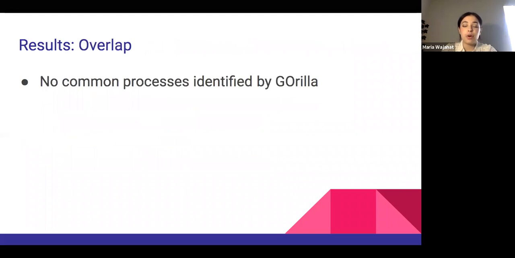For the 97 overlap genes between the control transcripts and the IPF transcripts, there were no common processes identified by the specific server for gene ontology that we were using.